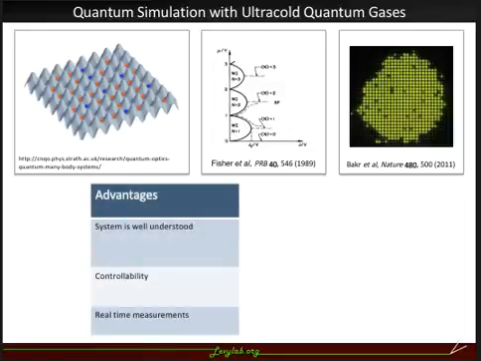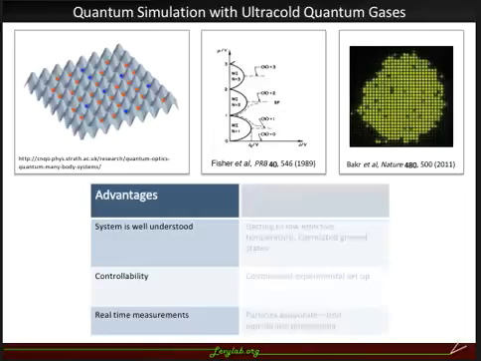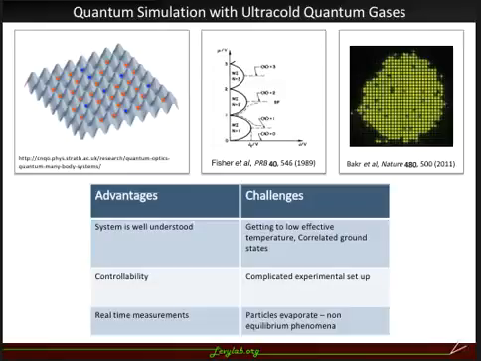And so with this method, they do really have a very well understood system where they know precisely what the Hamiltonian of the system is. They're able to control it very precisely. It is, however, difficult for them to reach low effective temperatures where correlated ground states occur. And as particles are continually evaporating from the lattice, they're inherently measuring non-equilibrium phenomena. And so with these cold atoms, what they're doing is simulating systems which appear in solid-state physics.